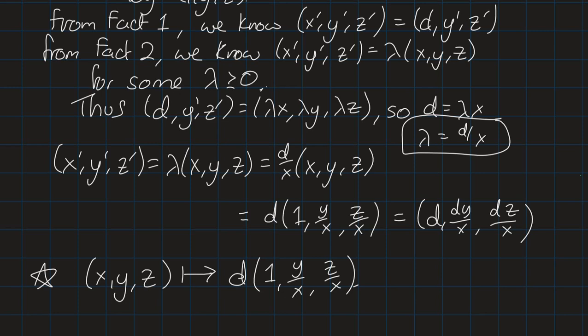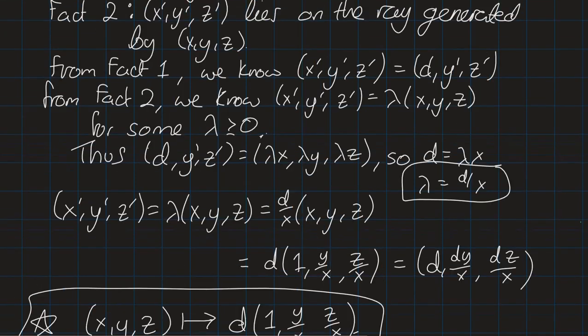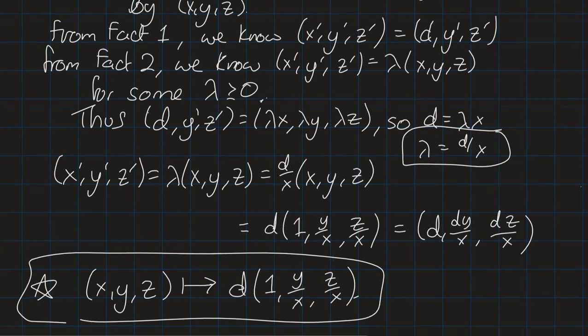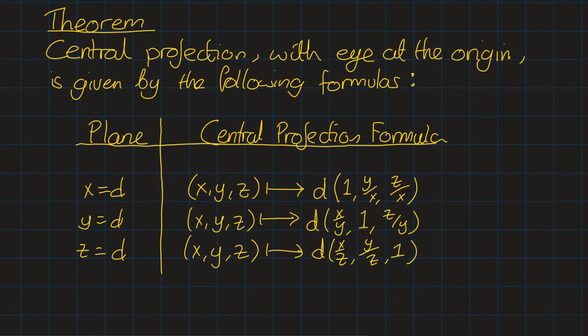You don't need to memorize this derivation by heart. I just thought it might help you remember the final formula. But it is important that you know this formula, and we can do the same calculation for different planes. Instead of projecting onto the x equals d plane, we could project onto the y equals d plane, or the z equals d plane. If you do a similar calculation, you get this theorem, which tells you that central projection with I at the origin is given by the following. Onto the x equals d plane, we worked out this formula above.